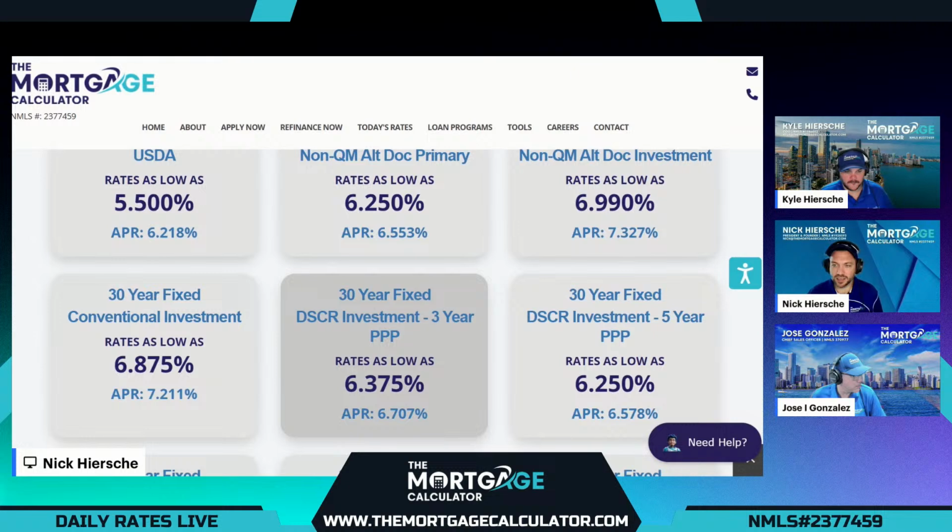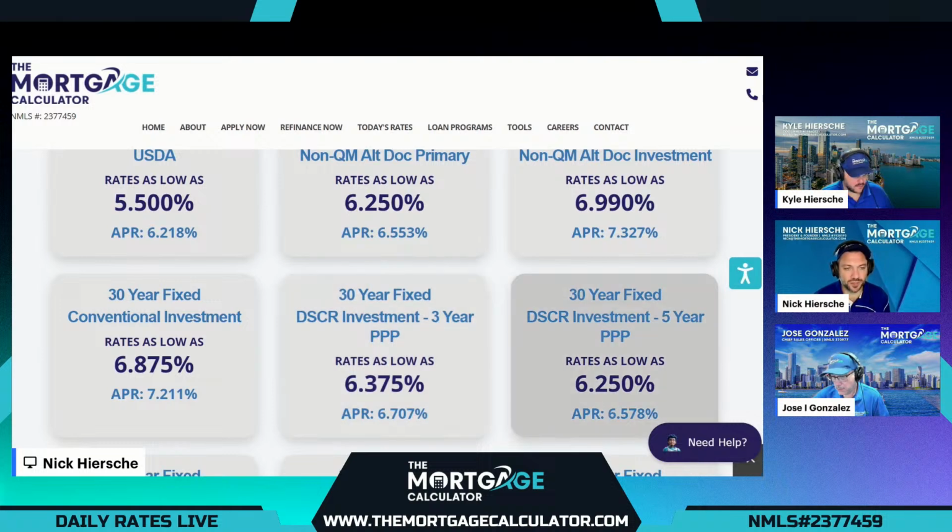DSCR doesn't need any income or employment info. Simply use estimated rents from the appraisal to determine a DSCR value. The estimated rents can cover the estimated expenses. That is a positive DSCR ratio over 1.0, aka the property cash flows. Those are preferred. This option here is with a 3-year prepayment penalty, which is pretty standard. Rates come in today 6.375, final APR 6.707, beating conventional. That's pretty awesome.